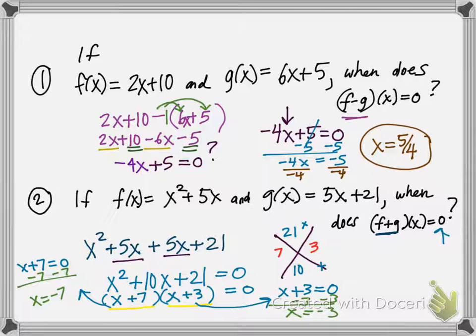So if you add these together, when is it equal to 0? That would be when x is negative 7 or x is equal to negative 3.